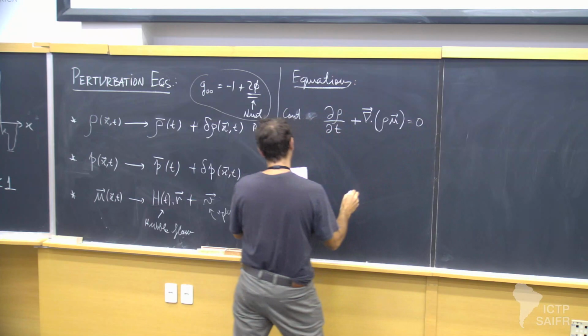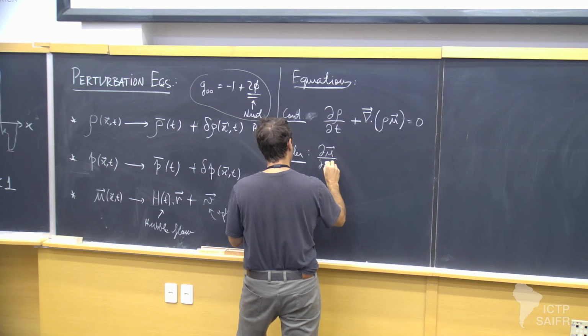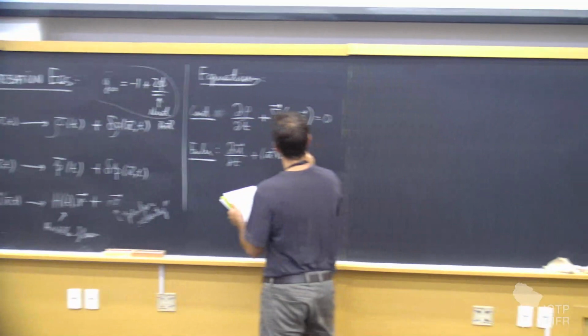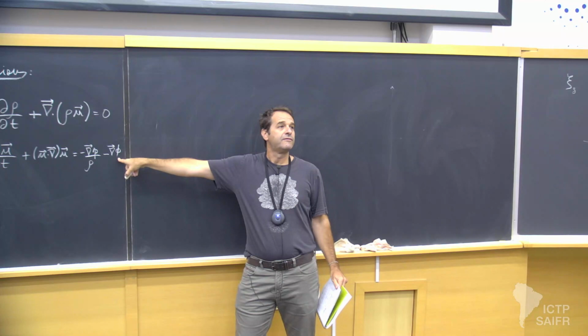Then you have the Euler equation. Okay? And that is a bit more complicated. It's an equation for the velocity or the acceleration, if you want. So that's Newton's second law for fluids. And that involves the velocity of the fluid, involves the pressure gradient, and involves, of course, any external force, which in this case is the gravitational force, which is here, okay?